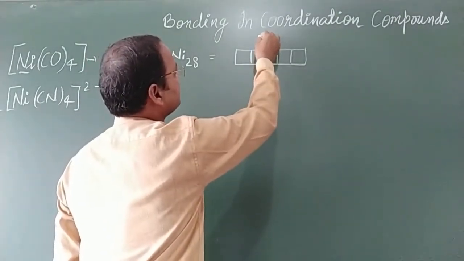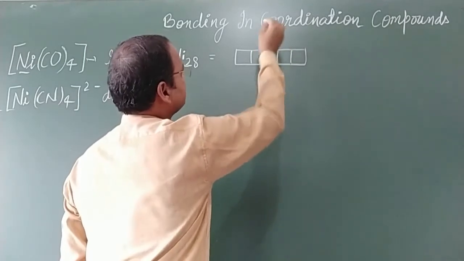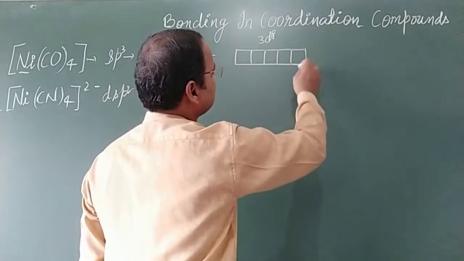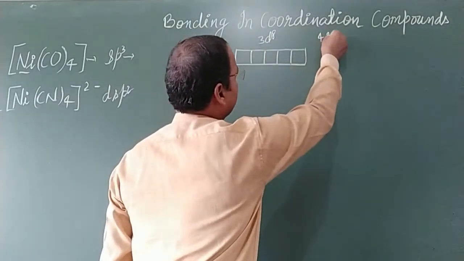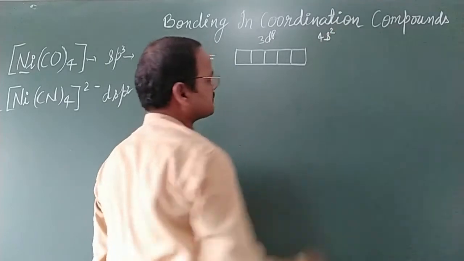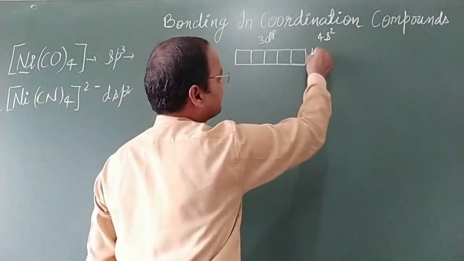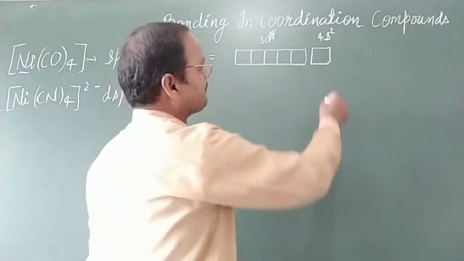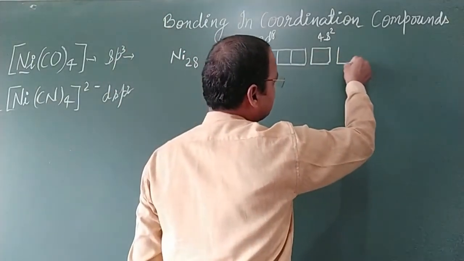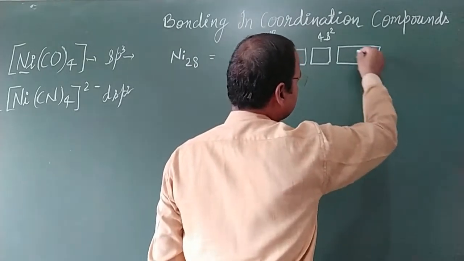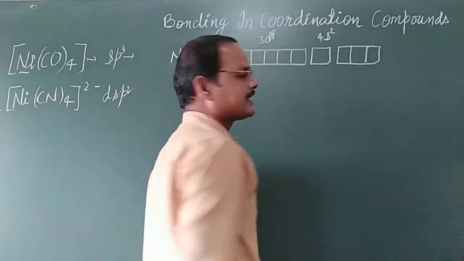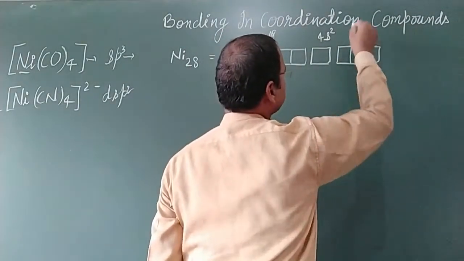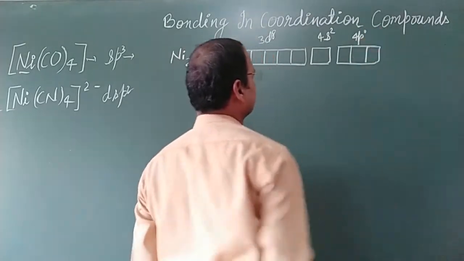I am writing here 3d8, and after this there is 4s, which is having 2 electrons, and it is also written in the form of a box. After that there is a p orbital, 4p, that is empty. P subshell has 3 orbitals. It is 4p, means no electron is there.